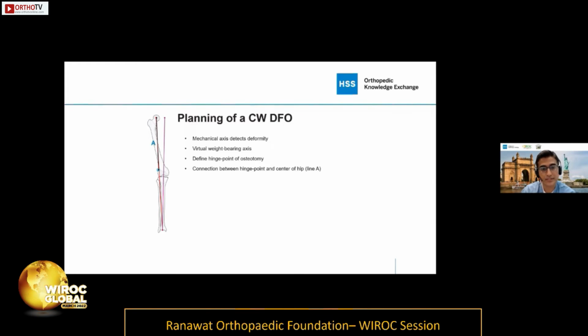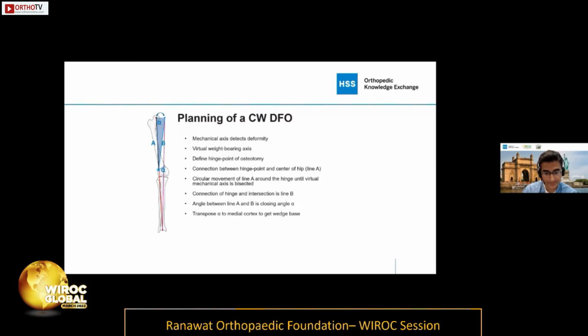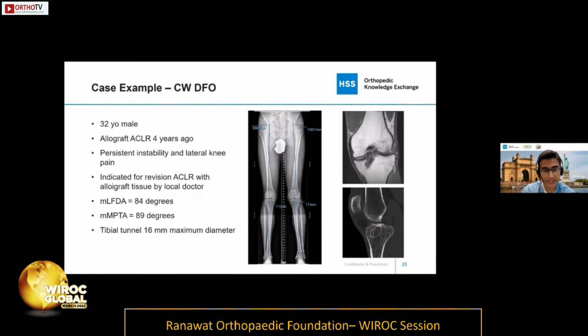You draw a line connecting the hinge point to the center of the hip. You then do that circular motion that I just showed you on the piece of paper until line A bisects the virtual mechanical axis, and the angle you create is what you want to correct. That then is interposed onto the medial cortex to get a wedge base, which you then measure from a calibrated X-ray. So I want to go through some cases now.